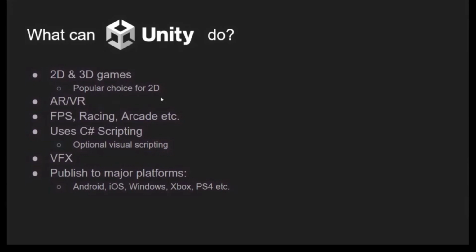There's also the option of visual scripting. If you've ever used Scratch, you know it's a drag and drop coding interface. So there's also that option if you're not a programmer. And you can do visual effects like for movies. Again, Unreal is probably the go-to for that, but you can still do a lot with Unity. You can also publish to all the different platforms like Android, iOS, Windows, Xbox, Switch, basically everything.